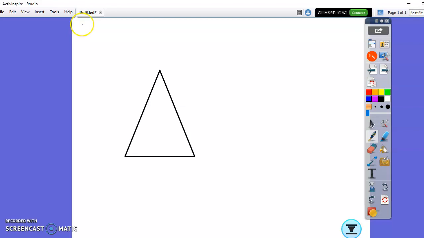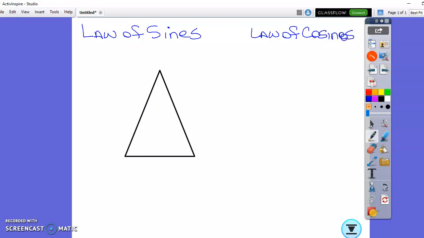And I just want to review with you again the law of sines. We'll do a nice review and then we'll go on to the law of cosines. And I just want to add a little something into the mix. The law of sines and the law of cosines have specific times when they will be used.